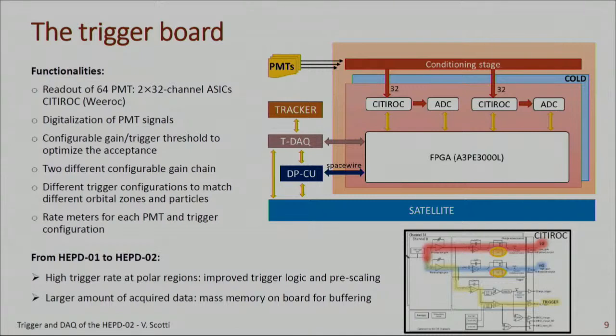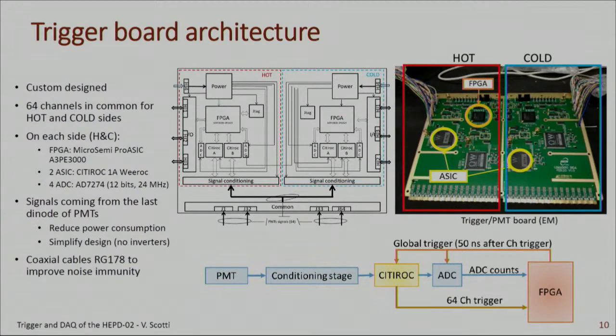Going from HPD01 to HPD02, we had to change the trigger logic to deal with the increased trigger rate at the polar region. So we decided to implement also some prescaling. And due to the larger amount of data acquired, we also had to add onboard mass memory for buffering the data. This is the block scheme of the board, and this is the electrical model, which we extensively tested in the last year.